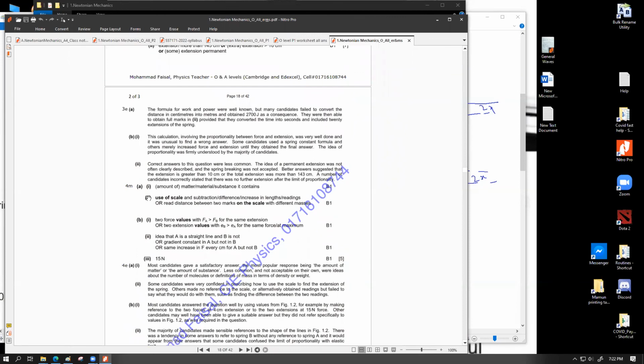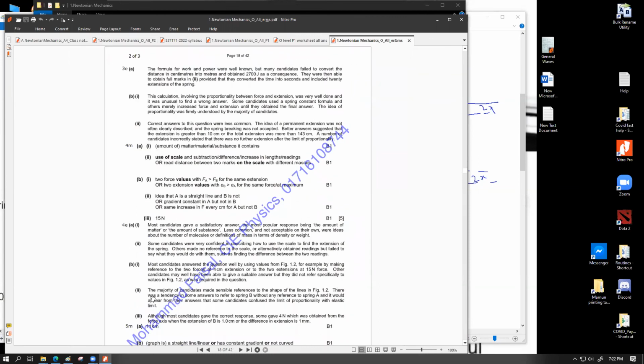Yeah, works. Let's have a look at the examiner comment: the majority of candidates made sensible reference to the shape of the lines in figure 4.2. There was a tendency in some answers to refer to spring B without any reference to spring A, and it would appear from their answers that some candidates confuse the limit of proportionality with elastic limit. Hey, this is one of the key points, that you are not even supposed to bother about the existence of elastic limit. So disregard the presence of that and just stick to the stuff that you are supposed to know.